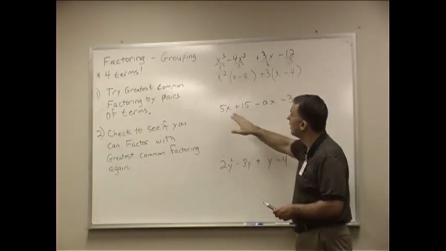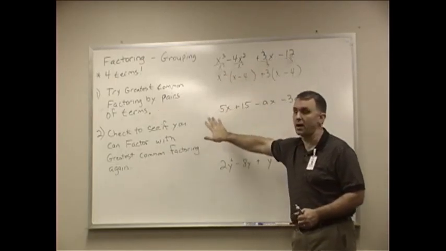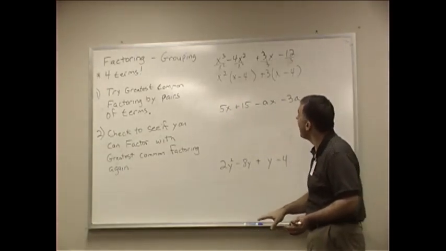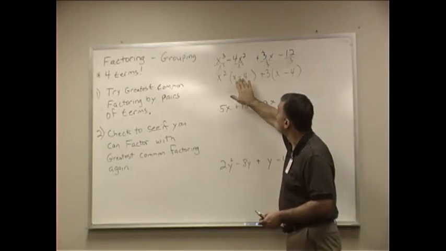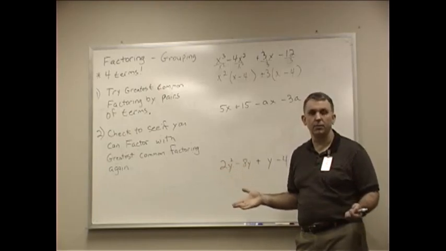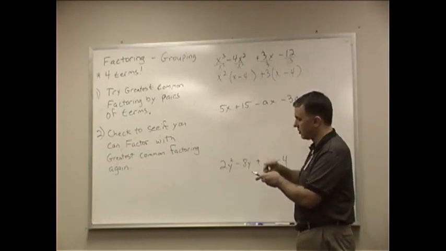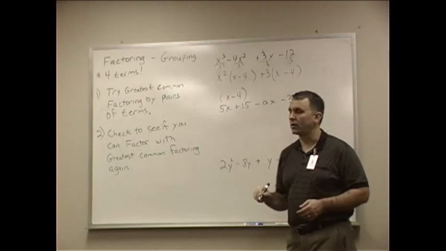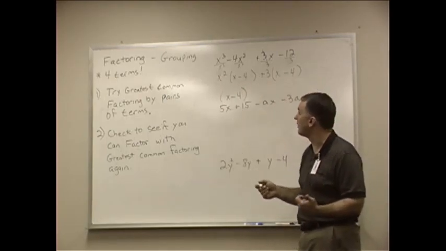Now, I said try greatest common factoring by pairs, so we did the first pair. And then check to see if you can factor with greatest common factor again. Well, x squared and 3, they're not the same. But x minus 4, these 2 terms are both being multiplied times x minus 4. So using greatest common factor, x minus 4 is the greatest common factor because it's common to both of these. As a matter of fact, it's the only common factor.